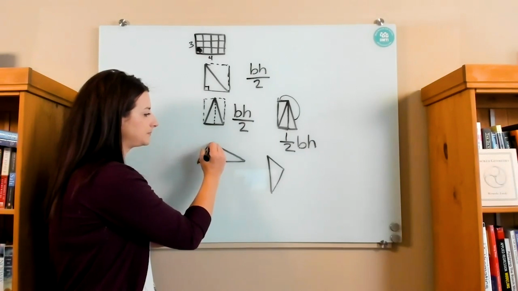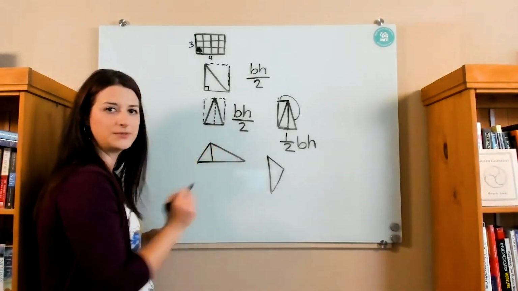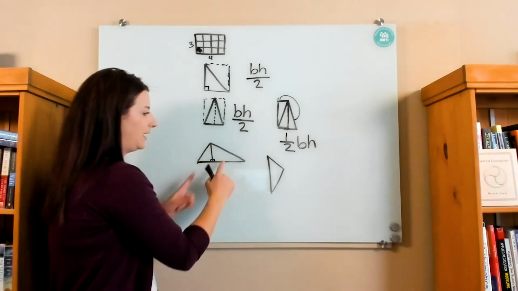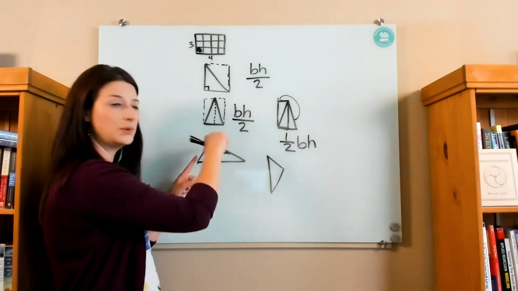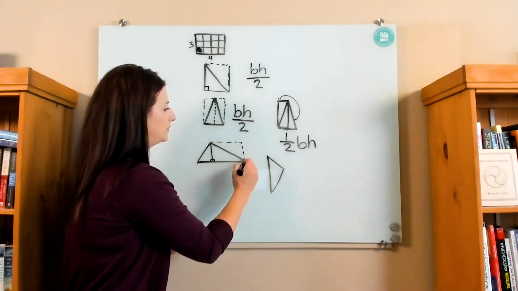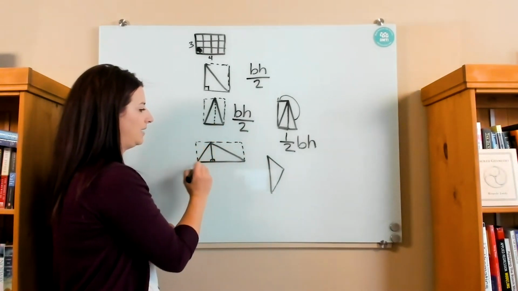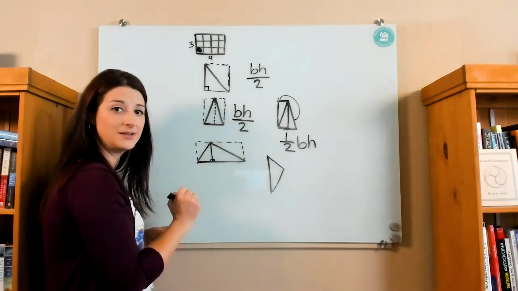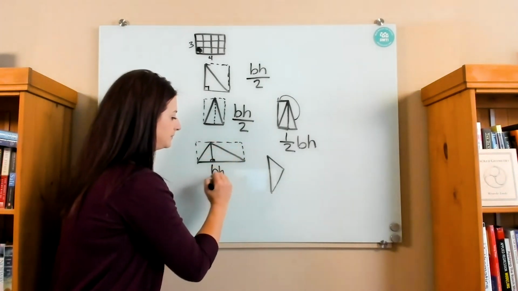So I'm going to go here. That's where I'm going to decompose, again, creating those 90-degree angles. And now I can think about duplicating those. Reflect, rotate, there we go. And I'm back to my base times my height. And then I've got to divide by 2.